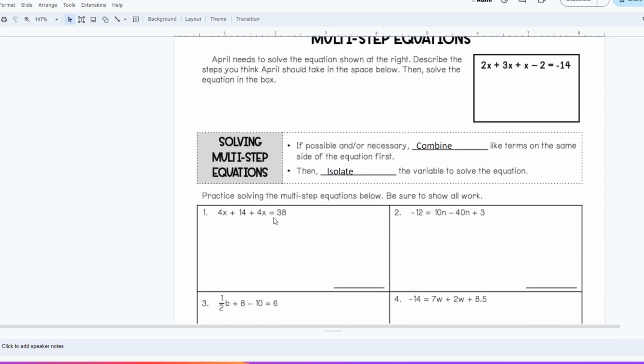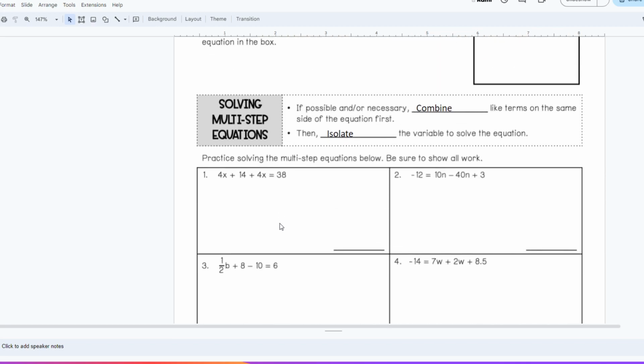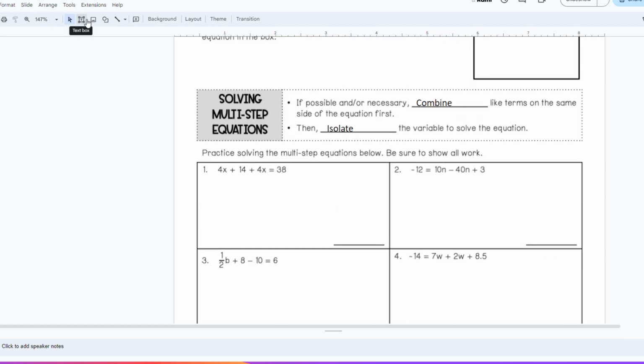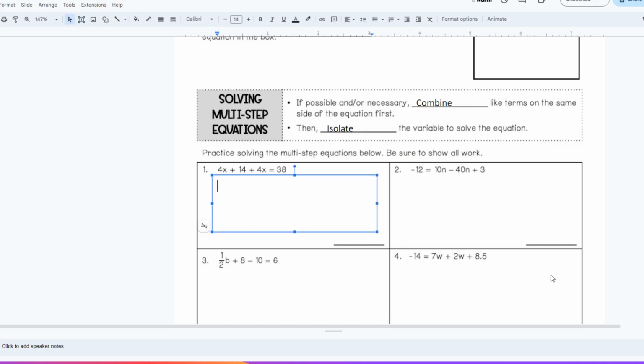So let me show you how this is done with a few practice problems, and then we can do some practice on our own. So we have 4x plus 14 plus 4x equals 38. So first, we're going to stay very principled, and we're going to rewrite this equation as 4x plus 4x plus 14. Remember how I said using the commutative property you can rewrite this equation? Equals 38. There we go. Then we are going to combine like terms.